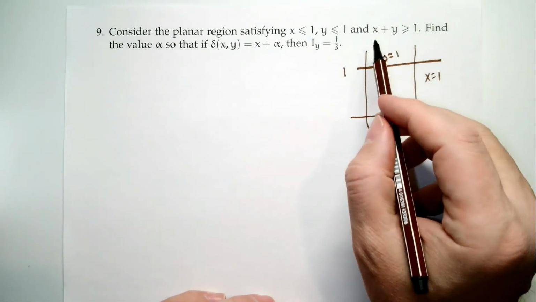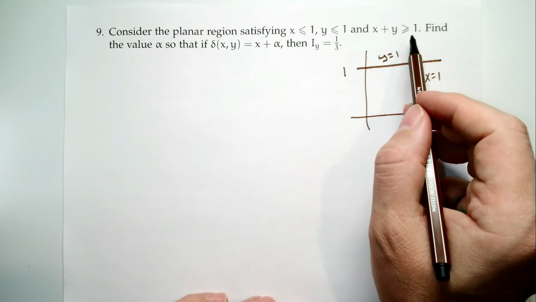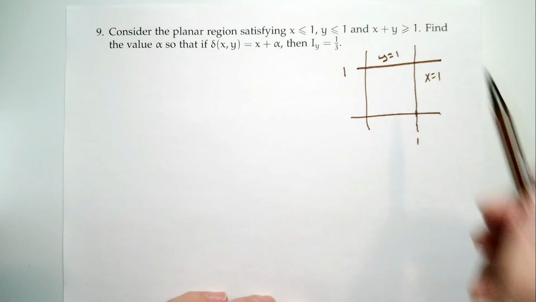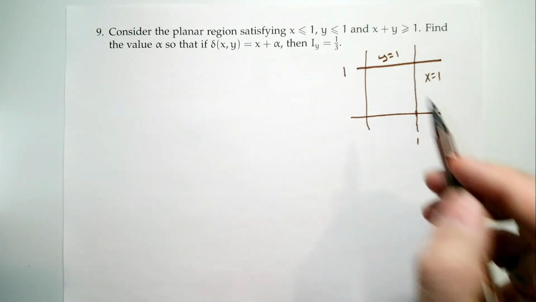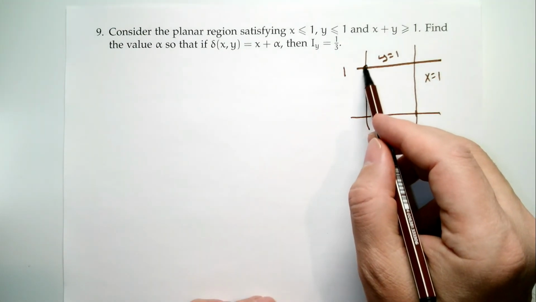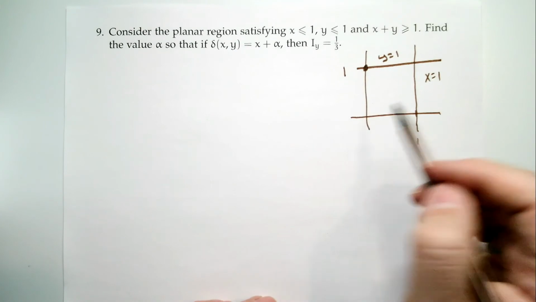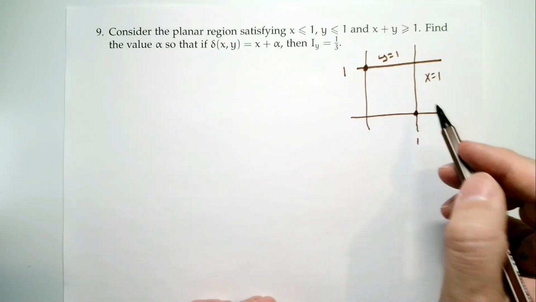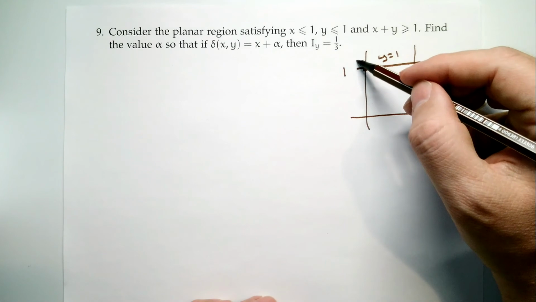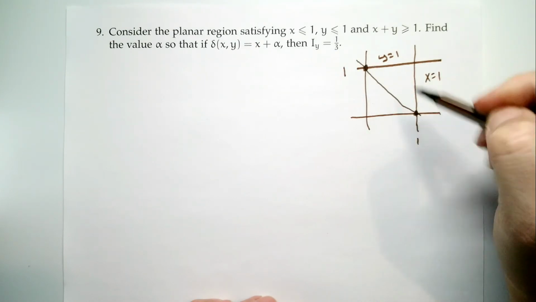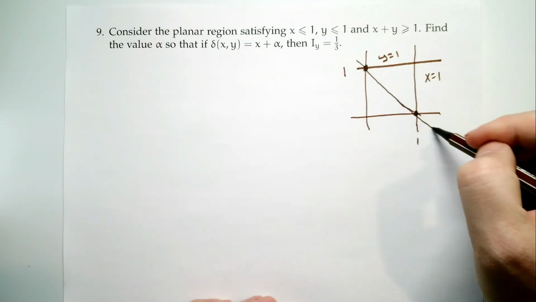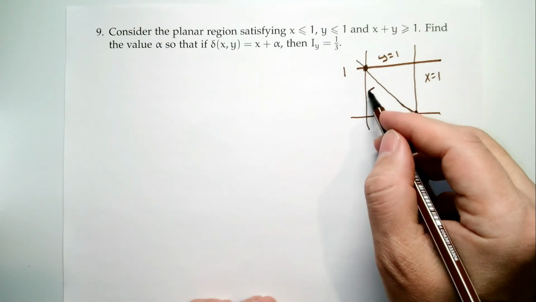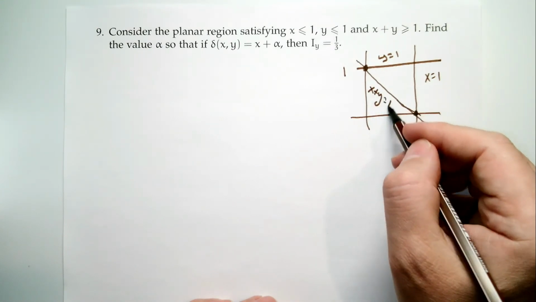And we have this line x plus y greater than or equal to 1. Now, what is x plus y equals 1? Well, it's going to cross here on the y-axis at 1, and it's going to cross on the x-axis at 1. And it turns out it's a line. So it's this line here. Pretend that's a line. So this is the line x plus y equals 1.